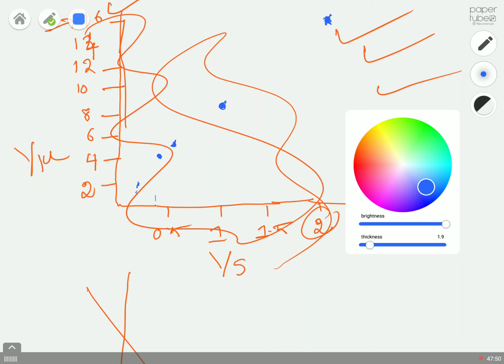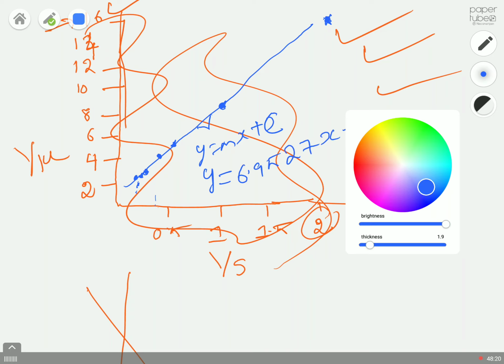And then 0.3, somewhere around here, and when it's 0.1, it's 3.125, somewhere around here. Most of these values are somewhere around here, and if you take a linear line, you will get an equation y is equal to mx plus c, or it will be exactly y is equal to 6.9527x plus 2.1482.